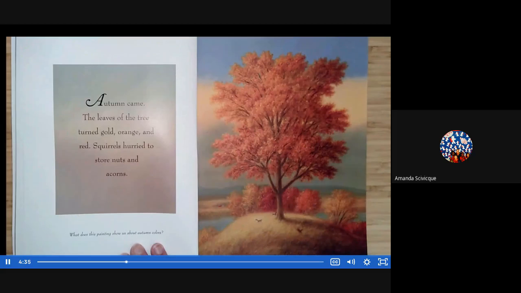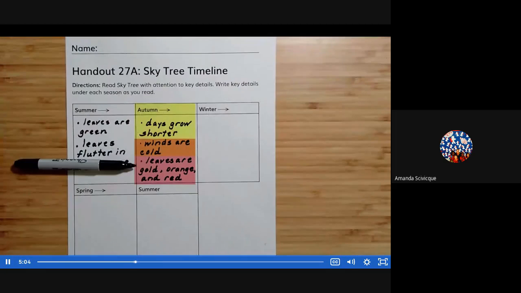I'm learning that the leaves are changing color. They're no longer green. The leaves turned gold, orange, and red. And when I look at the tree, that illustration confirms what I just read, which means it backs up what I just read. The leaves are gold, orange, and red. I found many key details that I could add to the autumn part of our timeline. Pause here to read those details, and then just hit play when you're ready to continue.